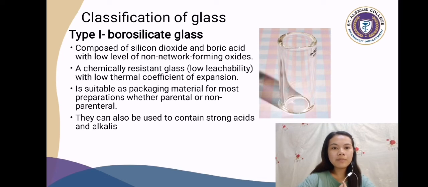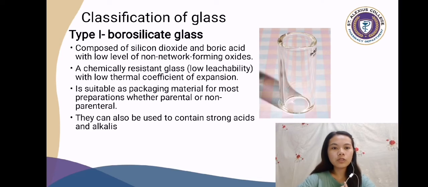So low leachability means its substances cannot be easily removed by chemicals, and also it has high thermal shock properties. It is suitable as packaging material for most preparations, whether parenteral or non-parenteral. But usually, type 1 glass is the most preferred glass for parenterals. They can also be used to contain strong acids and alkalis because this type of glass is chemically inert and is less reactive to strong acids and alkalis.